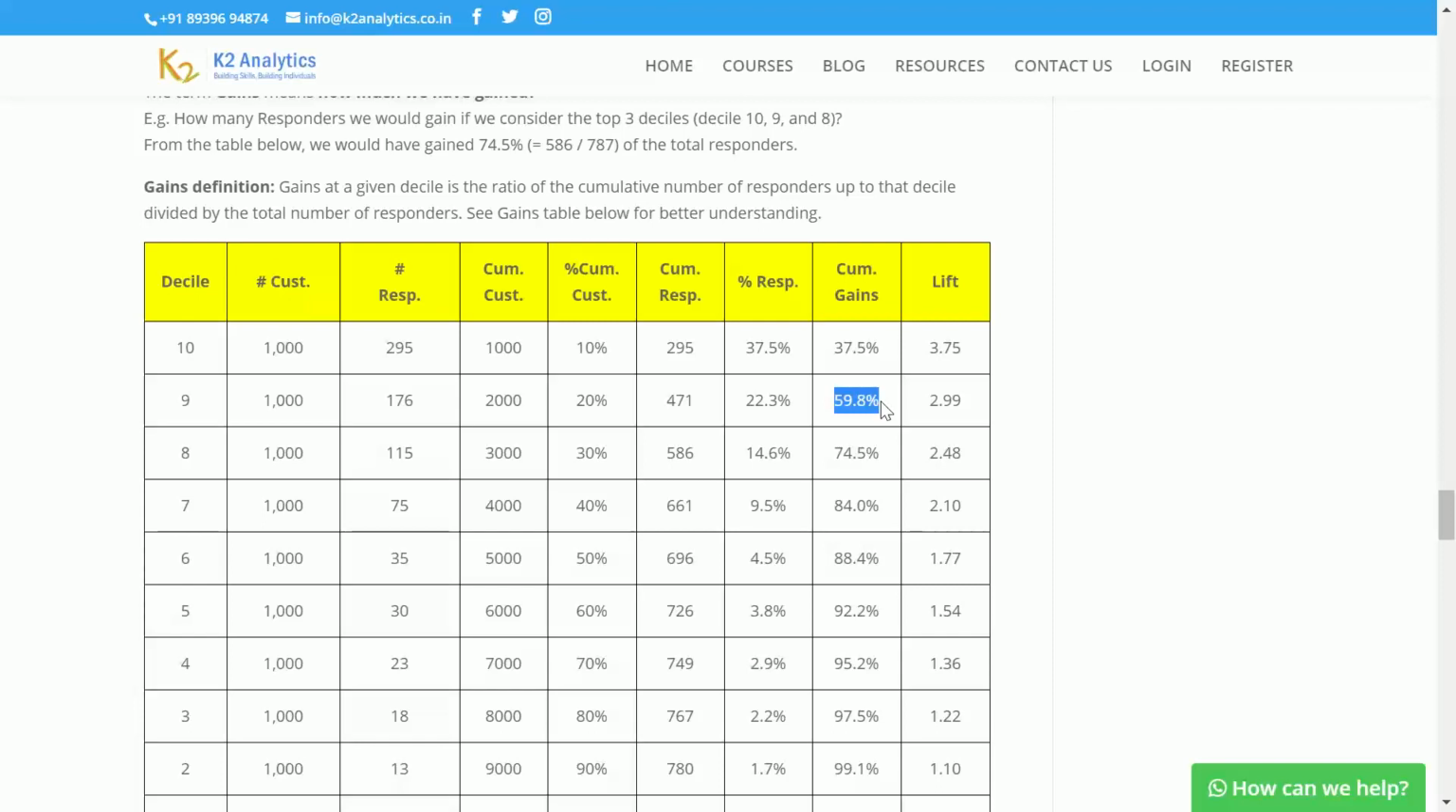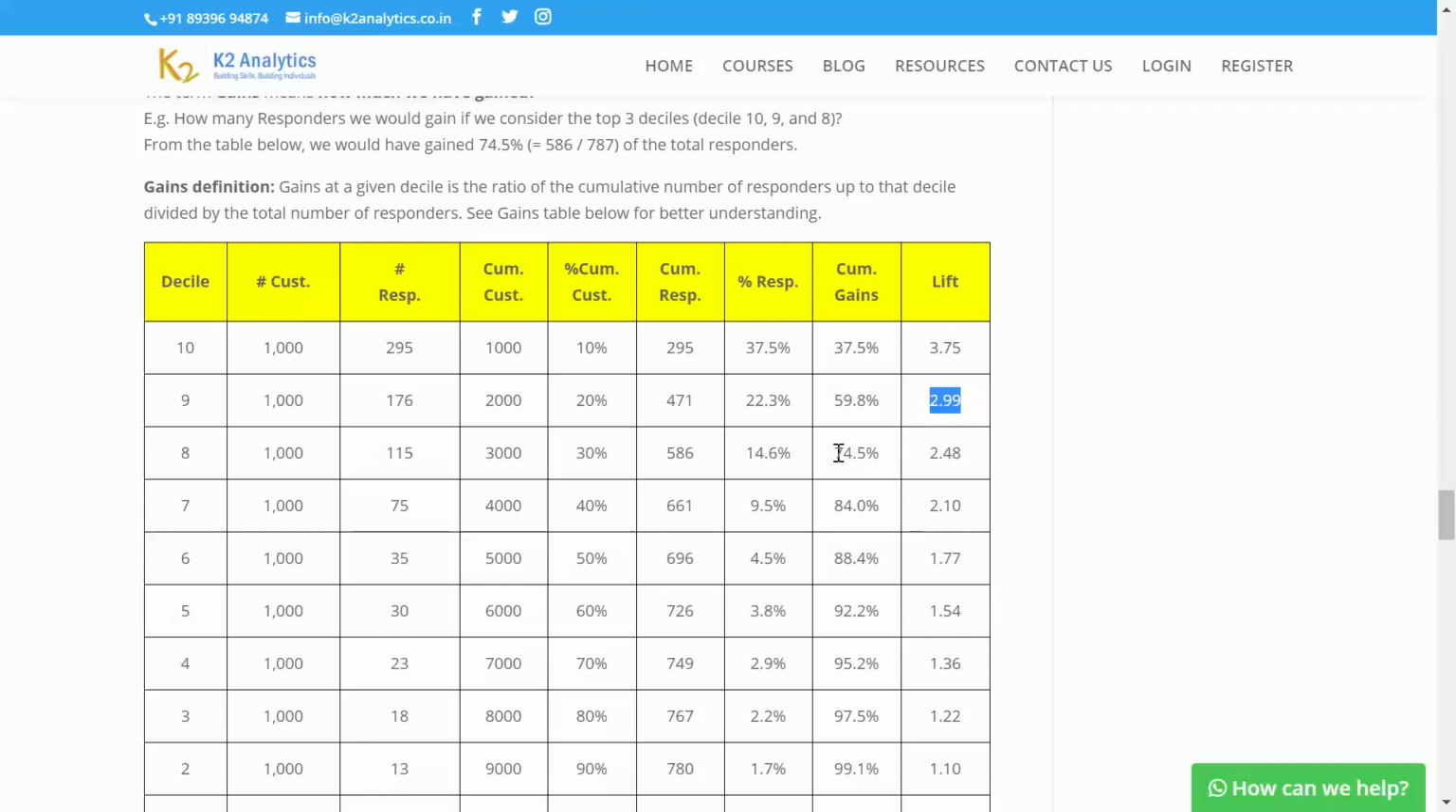However, because of the model, in a 20 percent sample, I am getting 59.8 percent response. So 59.8, if you divide it by 20 percent, you will get a lift of 2.99.